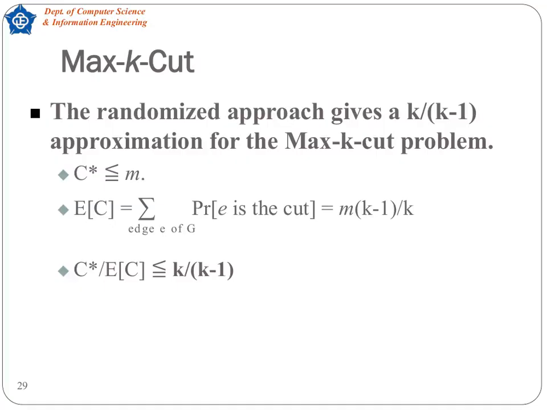Finally, by combining these two key values, C star and E[C], we arrive at the approximation ratio itself. C star divided by E[C] is less than or equal to k divided by k minus 1. This inequality formally captures that the ratio of the optimal cut to the expected cut found by our randomized algorithm is bounded by k over k minus 1. This elegantly confirms the approximation guarantee for the max k-cut problem.